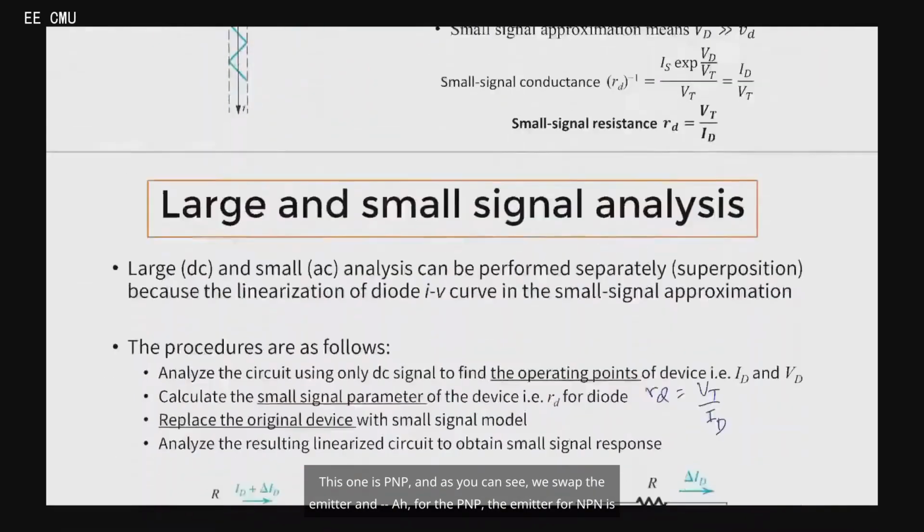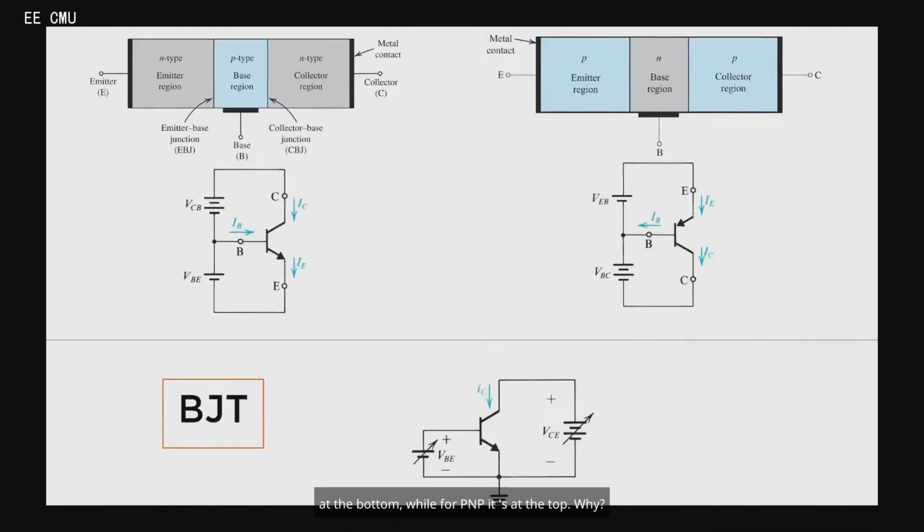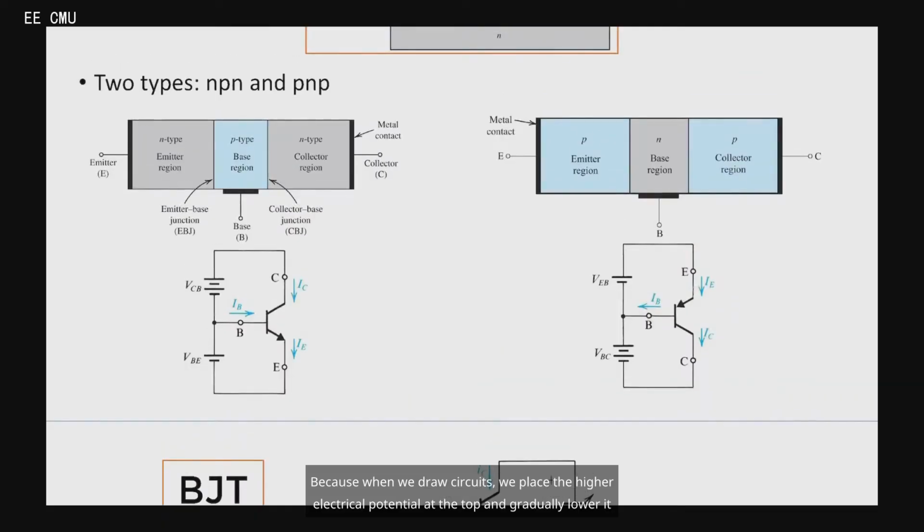For the PNP, the emitter for NPN is at the bottom, while for PNP it's at the top. Why? Because when we draw circuits, we place the higher electrical potential at the top and gradually lower it towards the bottom. Why is that? To avoid confusion about current flowing in different directions or having a negative direction, we want the current to flow from high potential to low potential. So that's why the PNP emitter has to be at the top. So it's about like that.